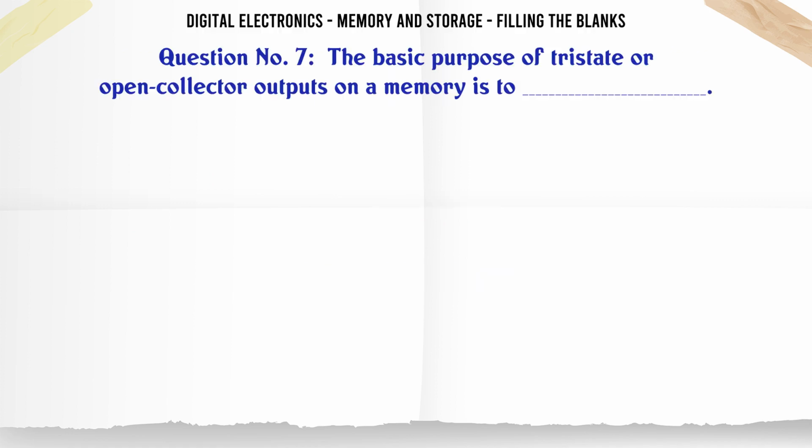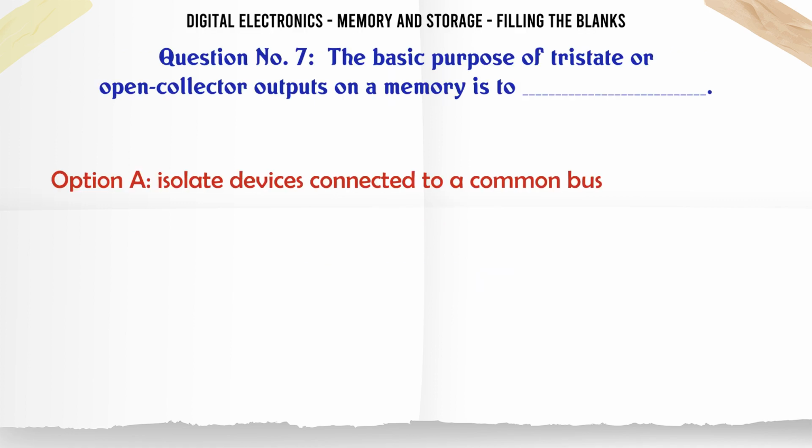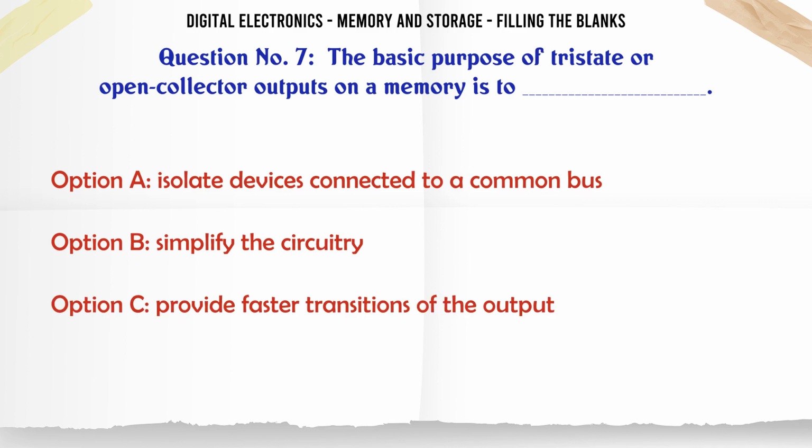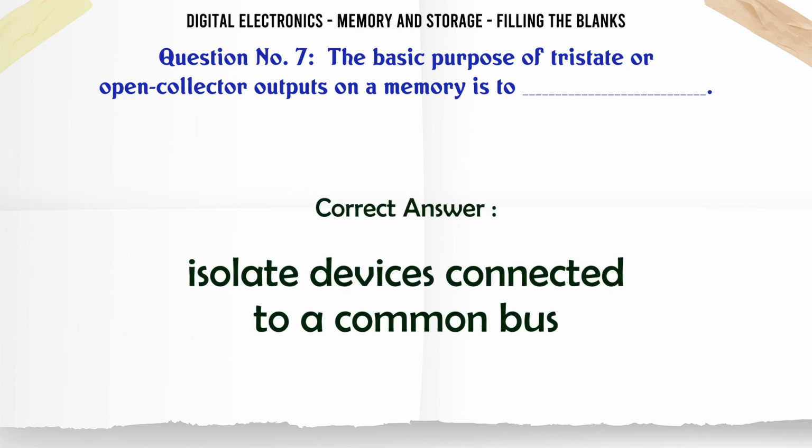The basic purpose of tri-state or open collector outputs on a memory is to A. Isolate devices connected to a common bus. B. Simplify the circuitry. C. Provide faster transitions of the output. D. Increase the output current. The correct answer is isolate devices connected to a common bus.